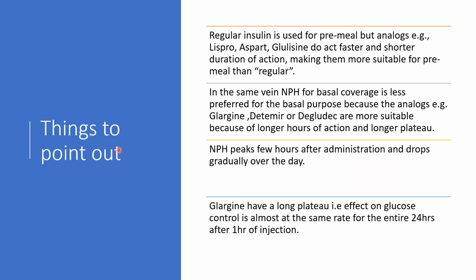There are certain things to point out when it comes to insulin. Regular insulin is used for pre-meal, but analogs, example lispro, aspart, and glulisine, do have a faster and shorter duration of action, making them more suitable for pre-meal than regular. In the same vein, NPH for basal coverage is less preferred for the basal purpose, and why that? The analogs, glargine, detemir, or degludec are more suitable because they have longer hours of action and they have a longer plateau. NPH peaks a few hours after administration and drops gradually over the day. Glargine has a long plateau, meaning the effect on glucose control is almost at the same rate for the entire 24 hours after 1 hour of injection.